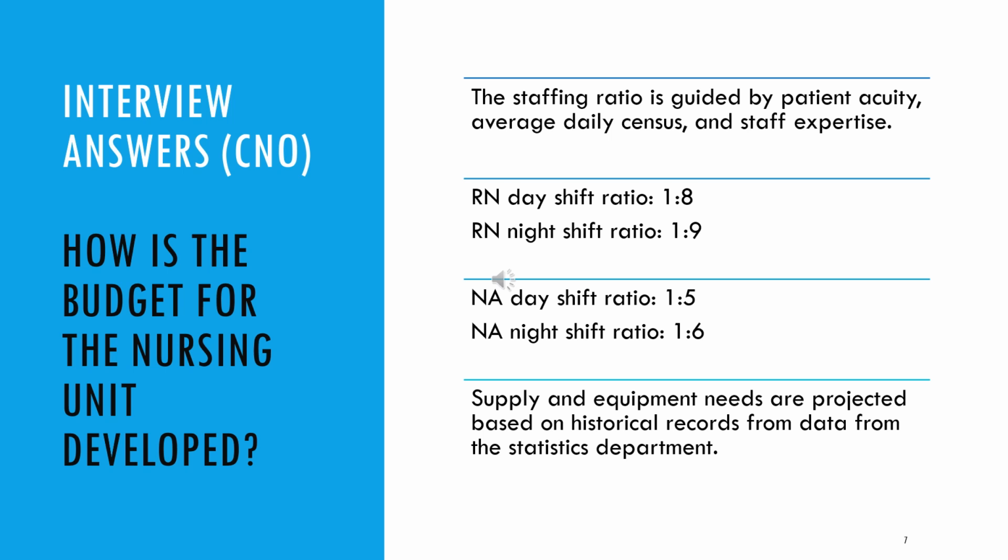In the interview answers for the CNO, we asked her, how is the budget for the nursing unit developed? And her answer was that the staffing ratio is guided by the patient acuity, average daily census, and staff expertise, with an RN day shift ratio of 1:8 and night shift ratio of 1:9 patients, and a nursing assistant day ratio of 1:5 and nursing assistant night shift ratio of 1:6. Supply and equipment needs are projected based on historical data from the statistics department.